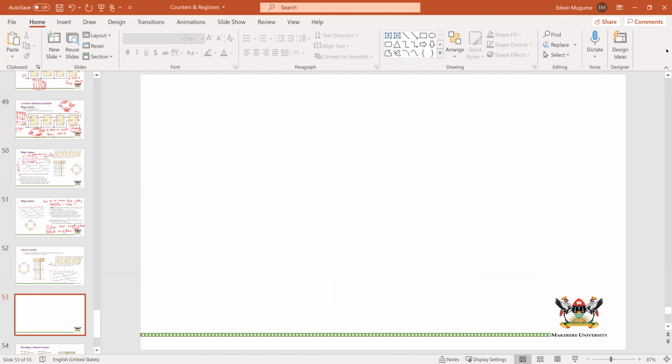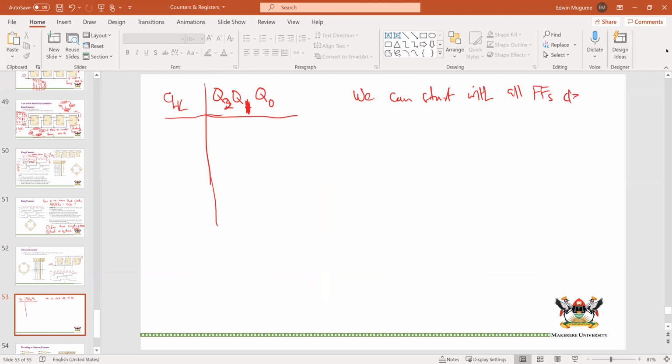Let us look at an example of Q2, Q1, that's the example in the book, and Q naught. Now here, we have the clock. With the Johnson counter, the other thing is that we can start from a clear position. We can start with all flip-flops cleared. Before, with the ring counter, we needed one of them to be high. Here we can start from 0, 0, 0.